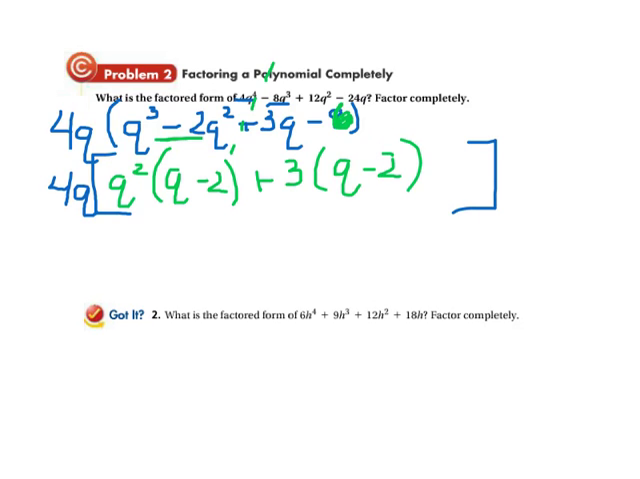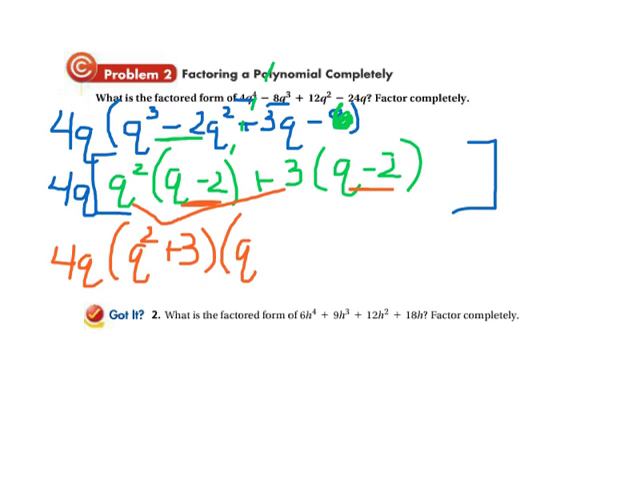Just like that. And then we look and we see, do these factors match? They do. So I'm going to keep this 4q out here. But now I'm going to put q squared plus 3, these two outside guys, go in here, and then q minus 2. And then this is complete.